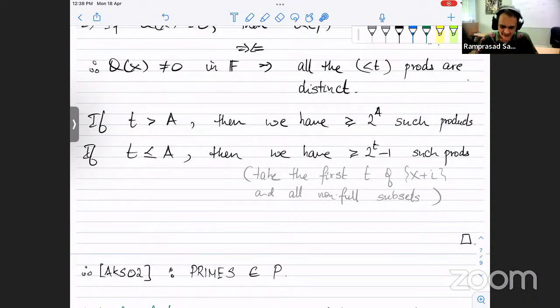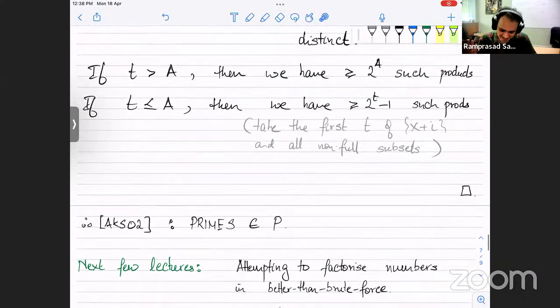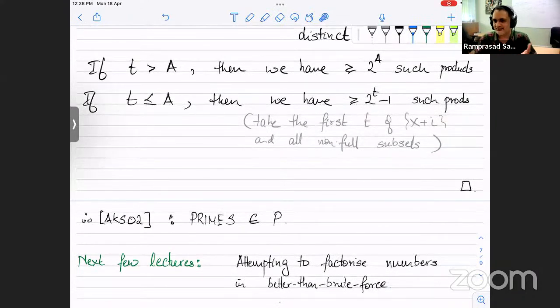Yeah, so I don't want to say anything more here. There's no point starting something new. But over the next few lectures, now that we've shown that primes is in P, we're going to try and say, okay, if a number is not prime, right now there appears to be some reason to say that it is composite. But can we somehow extract factors from these numbers?